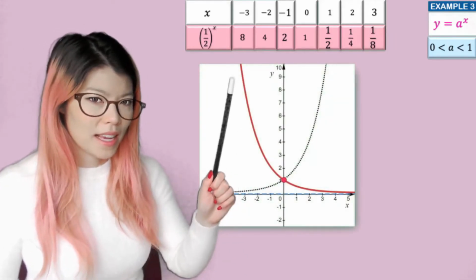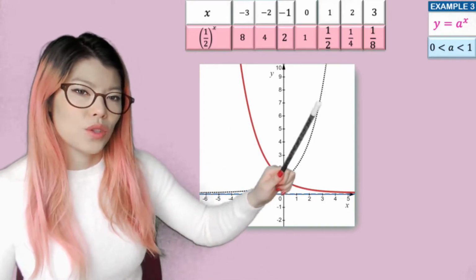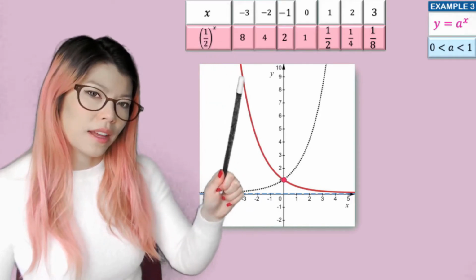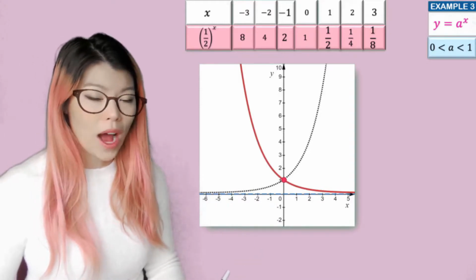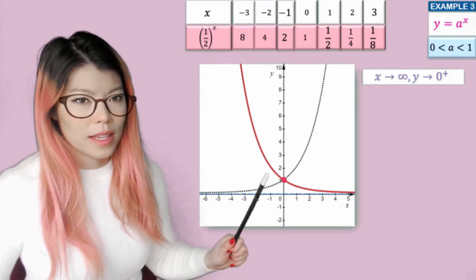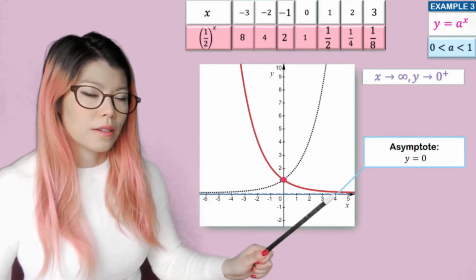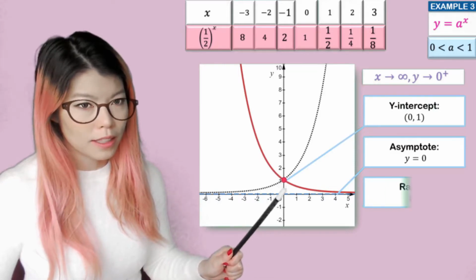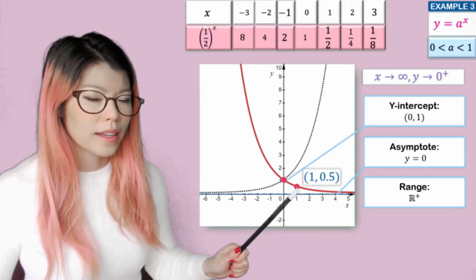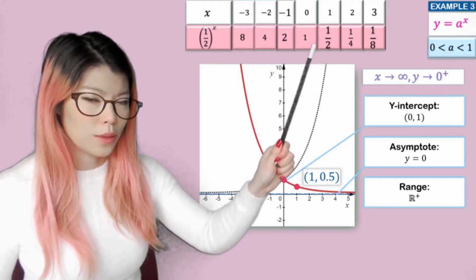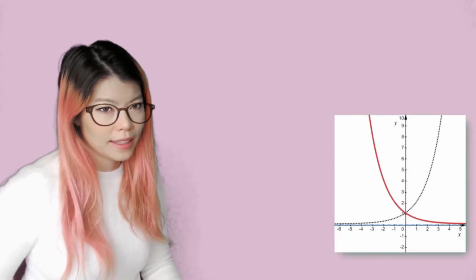So we can see that it's like the reverse or the reflection of the other graph. The dotted line is 2 to the x again. Our new graph, a half to the x, is the red line. And we can see that it's a mirror image along the y-axis. So as x approaches positive infinity, now we're approaching 0. The asymptote is still the same, the y-intercept is still the same, and the range is still the same. But the point to mark is now (1, 0.5). So we can see that this is a reflection in the y-axis.